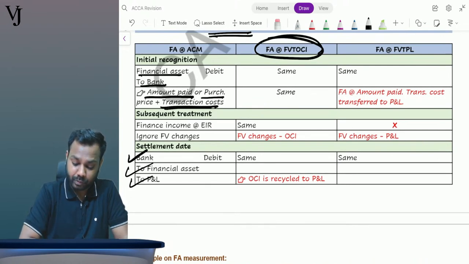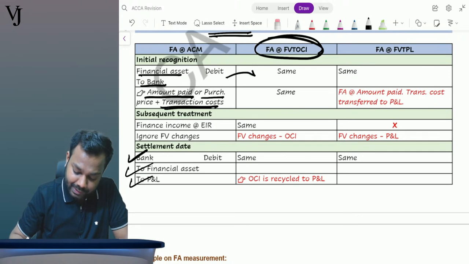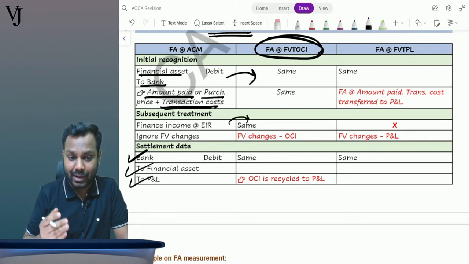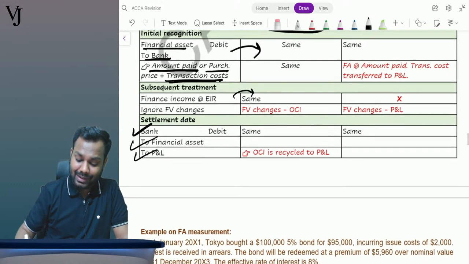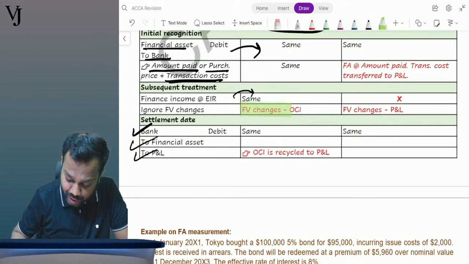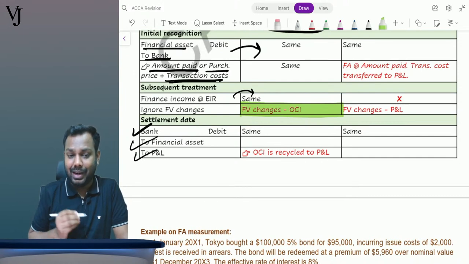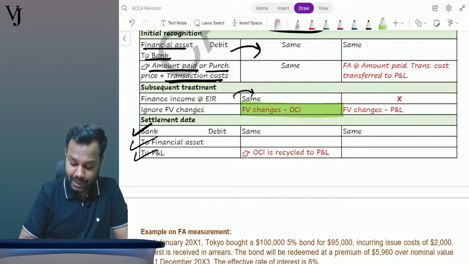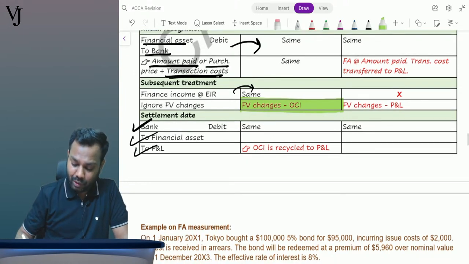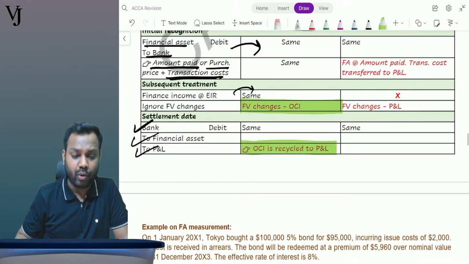Now, in FVT OCI, the initial recognition is the same. You will record finance income here also. But additionally, you will record fair value changes in OCI. Again, whatever is the OCI on the date of settlement gets recycled to P&L.